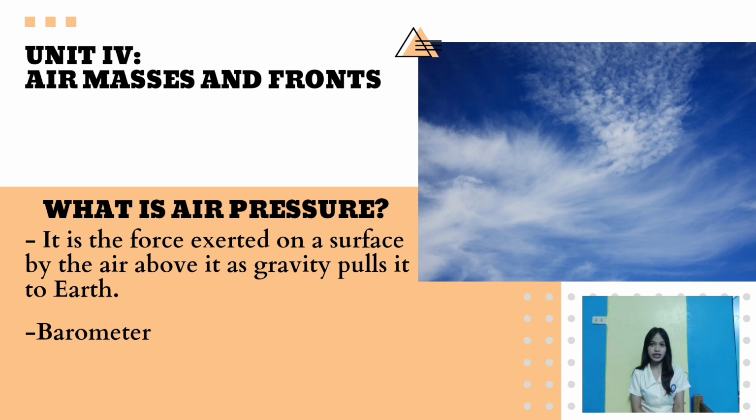So, what is air pressure? The air around you has weight and it presses against everything it touches. That pressure is called atmospheric pressure or air pressure. It is the force exerted on a surface by the air above it as gravity pulls it to Earth. Atmospheric pressure is commonly measured with a barometer. In a barometer, a column of mercury in a glass tube rises or falls as the weight of the atmosphere changes. Meteorologists describe the atmospheric pressure by how high the mercury rises.